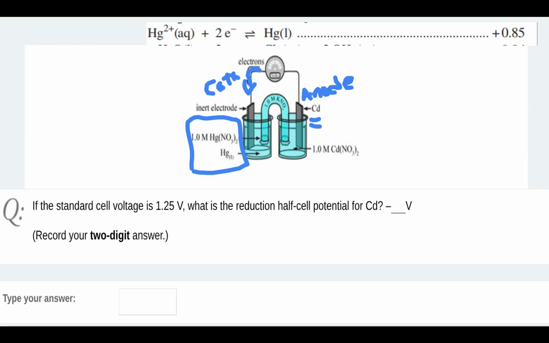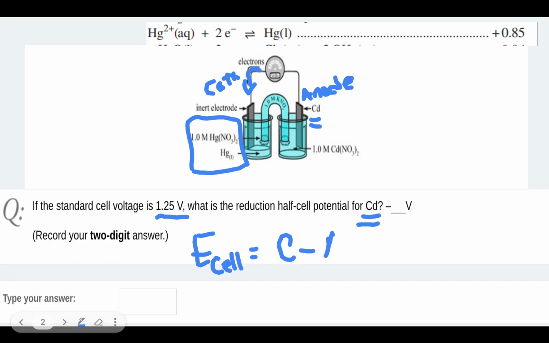So when it's saying the standard potential for the cell is 1.25, and then asking what the reduction half cell is for cadmium, we want to use the information that we definitely know and not just look at cadmium in the data booklet. And I don't think we could find it anyway, so we probably have to do it this way. And your cell potential, E of the cell, is always the potential at the cathode minus the anode. So when we're filling this in, we know that the whole cell is 1.25. The cathode is the information with mercury.